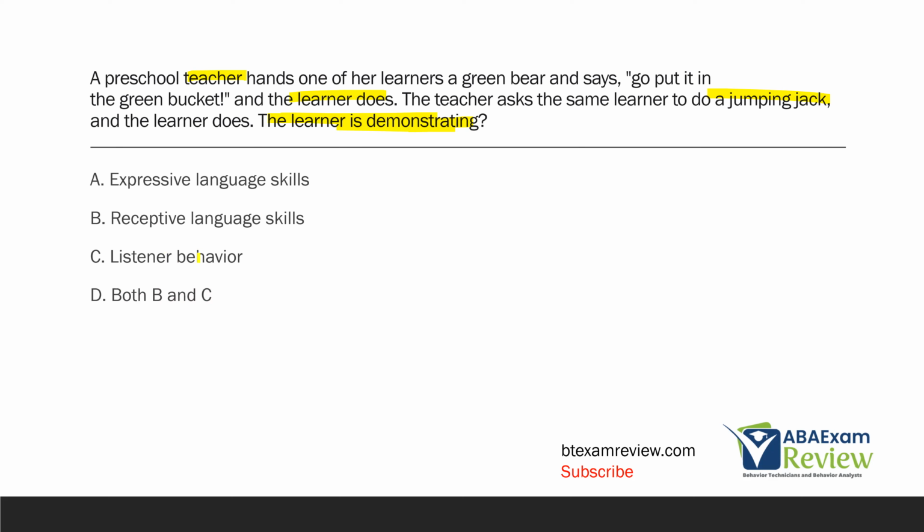What about C, listener behavior? In recent years, receptive language a lot of times has started to be referred to as listener behavior. This is more along the lines of BCBA material, but it's good for you to know. You have speakers, and in this case, the teacher is the speaker, and you have a listener. When the listener is doing what the speaker is asking them to do, it's listener behavior. So the learner is demonstrating not only receptive language skills, but also listener behavior. Because B and C are one and the same, just like our previous question, our answer is D, both B and C.